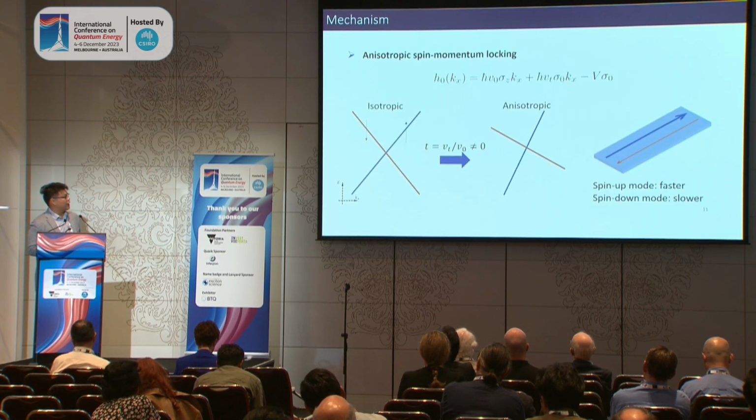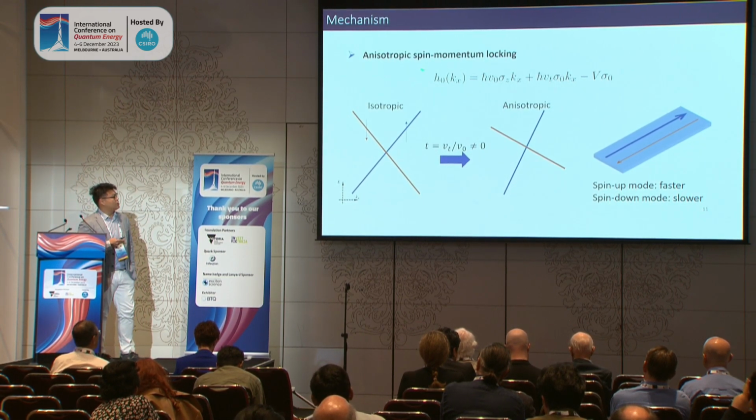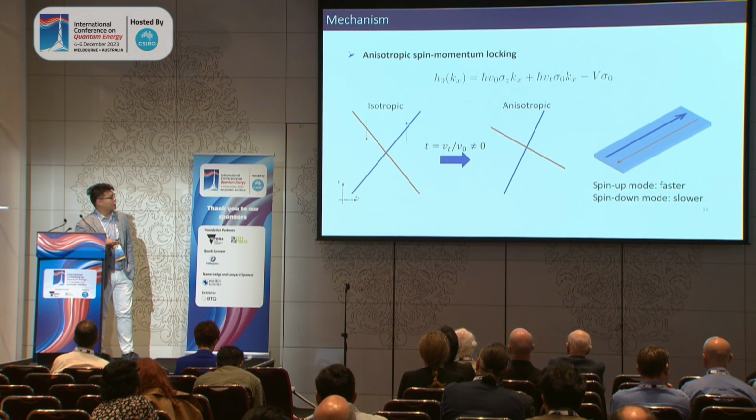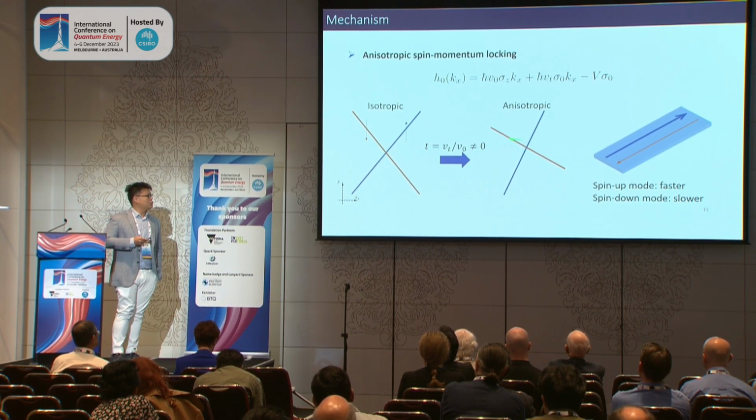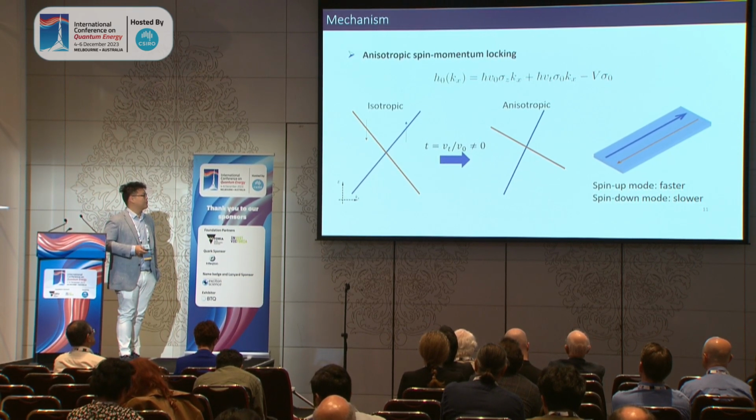Let's talk about the mechanism. We propose a mechanism based on an isotropic spin momentum locking state. So what is spin momentum locking? That is, the spin of an electron moving to the right is opposite to that of one moving to the left. Isotropy then means that the spin up moves faster and the spin down gets slower.